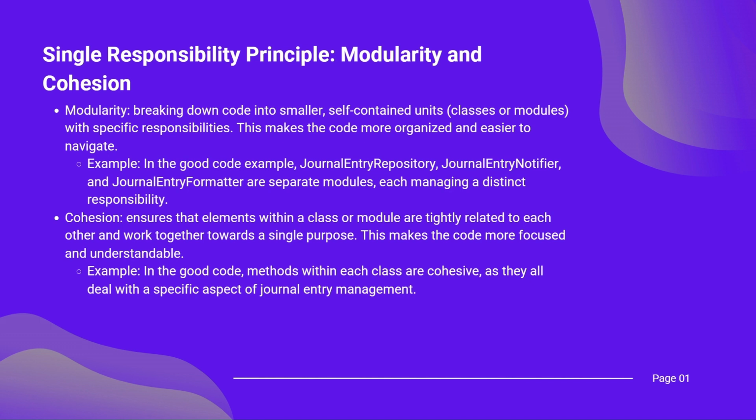Cohesion ensures that elements within a class or a module are tightly related to each other and work together towards a single purpose. This makes the code more focused and understandable. For example, methods within each class are cohesive as they all deal with a specific aspect of journal entry management.